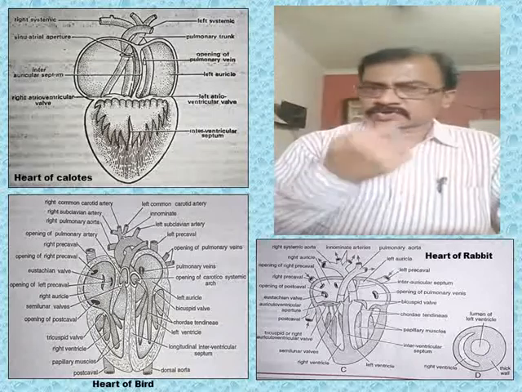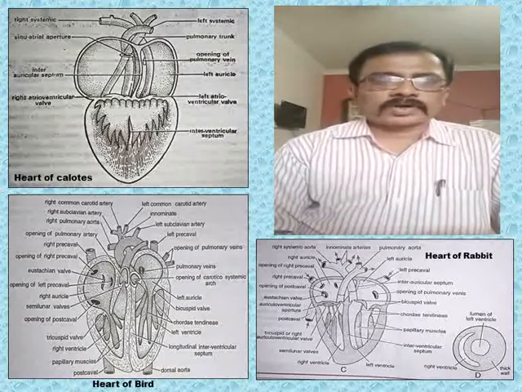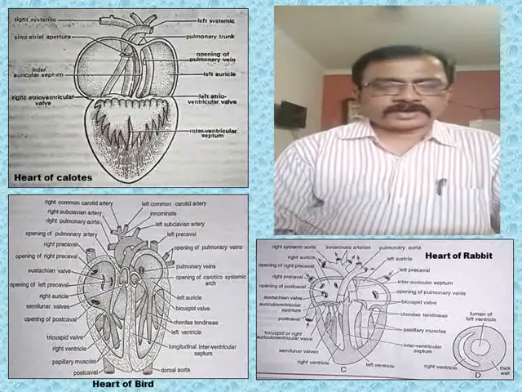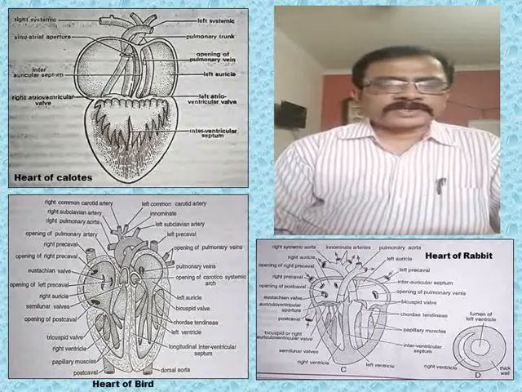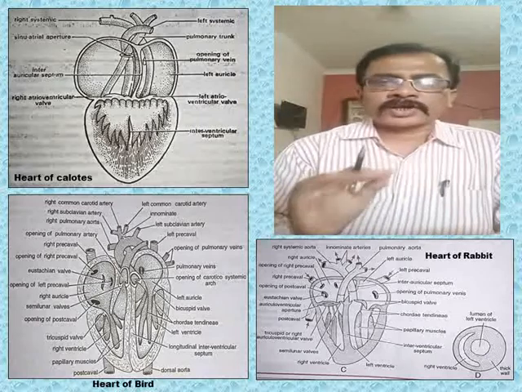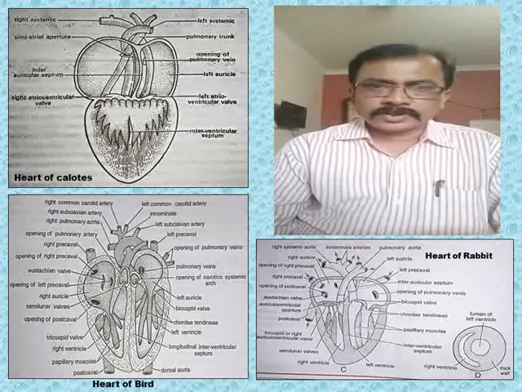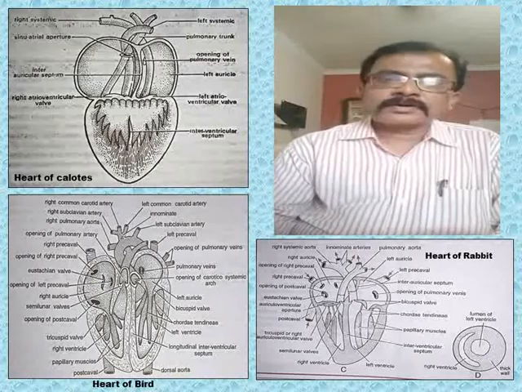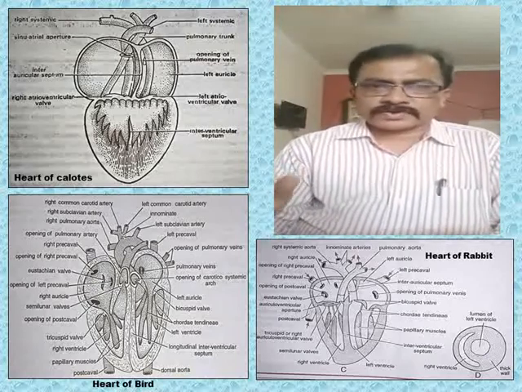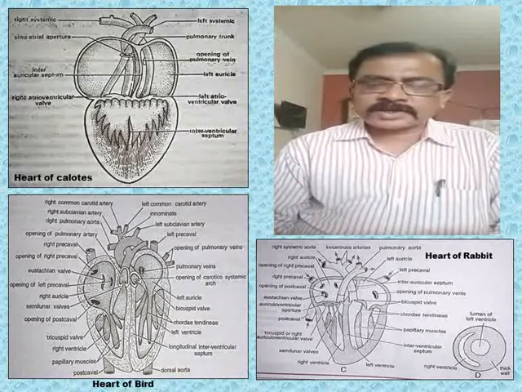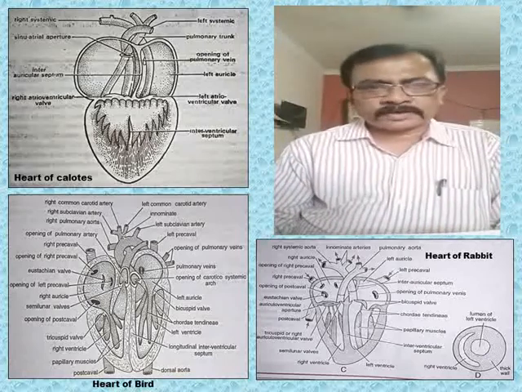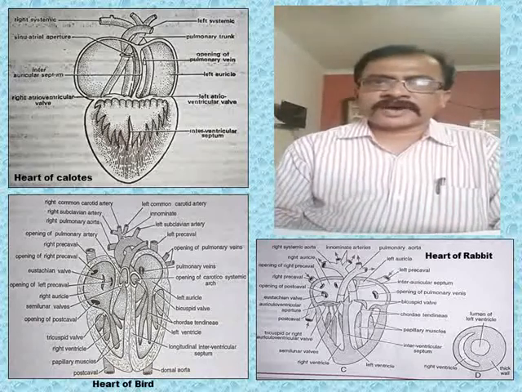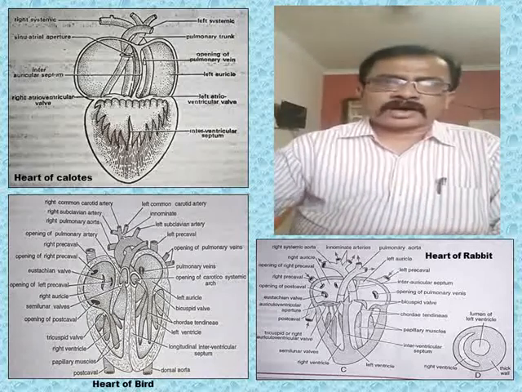Then the next chamber, auricle or atria. In lizard, two auricles, left and right, divided internally by interauricular septum. In case of bird, again two chambers, right and left, divided internally by interauricular septum, and the same in case of mammals also. Two chambers, right and left, divided internally by interauricular septum.